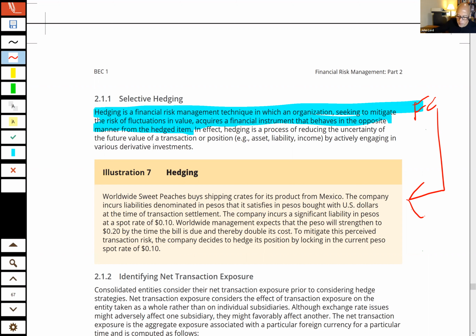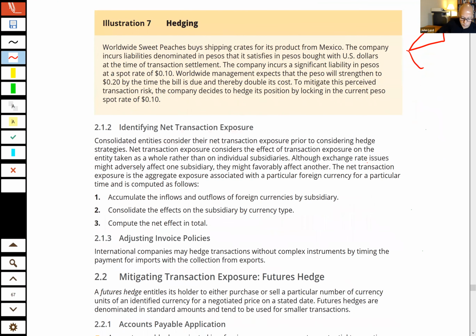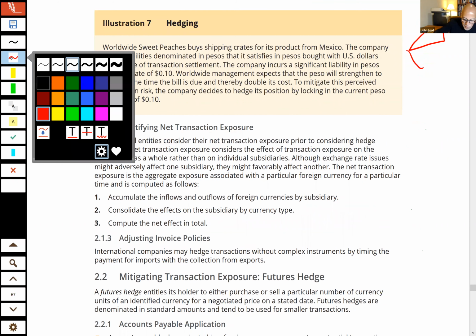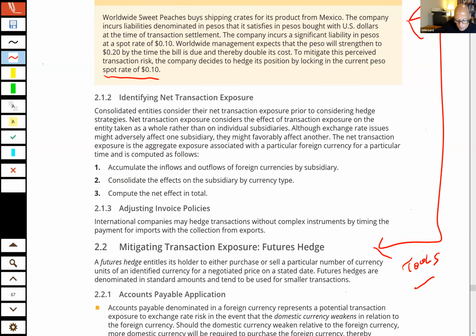You're going to see some of those tools. I'm just going to go ahead because they're going to give us some steps to identify net exposure, which again is another definitional thing. But when we get down here, we're going to really start to see some of the tools that we can use to lock in that settlement rate at 10 cents, which is the current spot rate. But let's just take a look at identifying net transaction exposure.